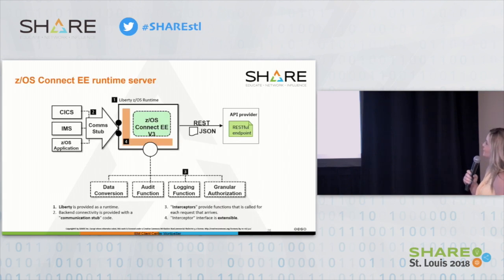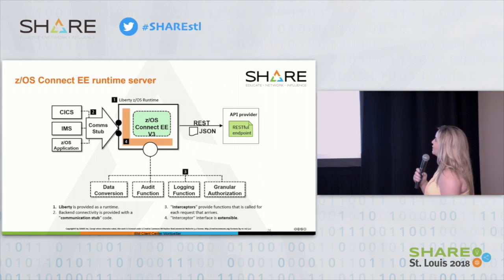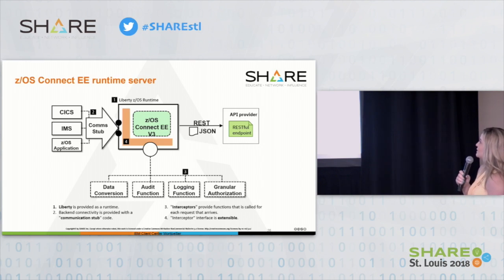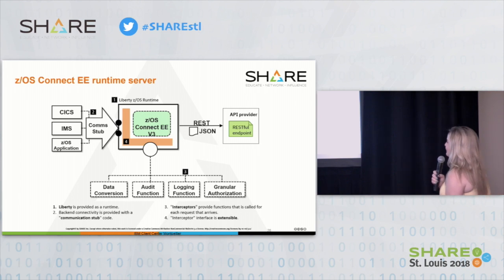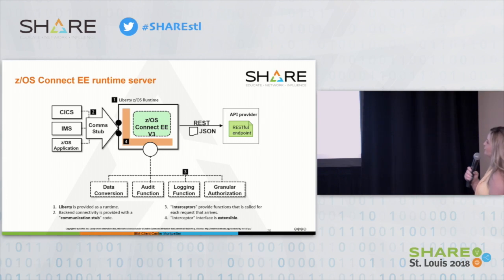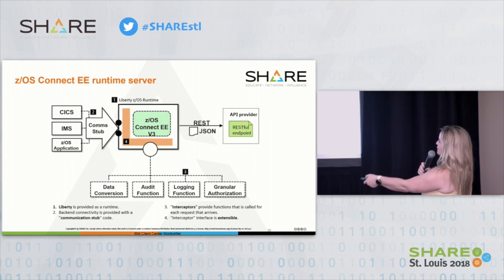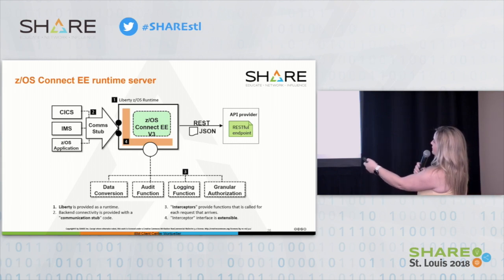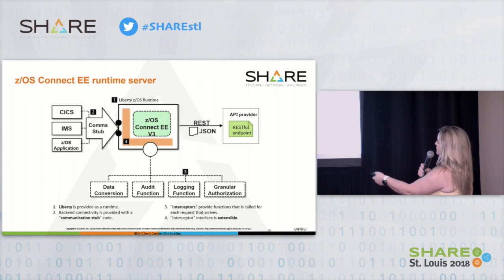All right. So CICS, IMS, and a z/OS application is going to have a comm stub, a communication stub that's going to talk with z/OS Connect EE. And then inside that, you are going to have interceptors that are going to provide functions that are going to be called for each request that arrives. And then that interceptor has an interface. So you can kind of look from down at the bottom, 1, 2, 3, 4, we've got our Liberty runtime that is z/OS Connect. Then our comm stub, that's going to be the connection between the Liberty runtime and our backend transaction processing. And then the interceptors that are going to allow us to work with the REST. And then the interceptor interface that's extensible.